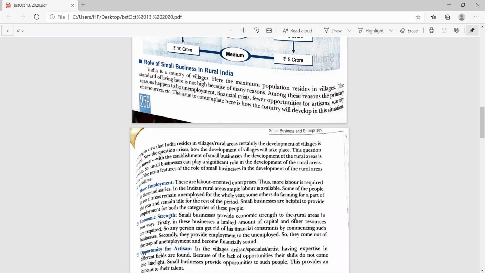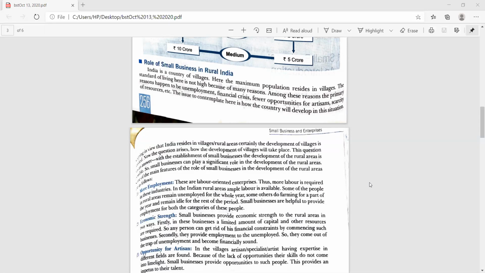And if we talk about the roles played by small business in development, by learning the following points that we are going to discuss, you will come to know what the role of small business in India is. So we are just going to discuss these points.